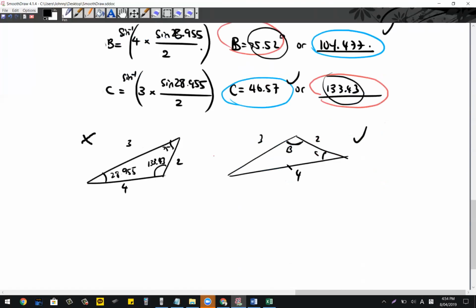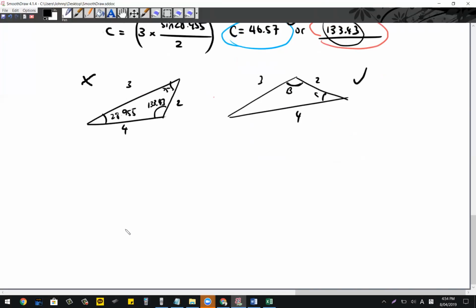But sometimes you end up with a scenario where they give you this. For example, this is 4, and this one is 3. And hold on, they give you 4. So this is the case where a side and then an angle is given. So that means we have 2 possibilities.